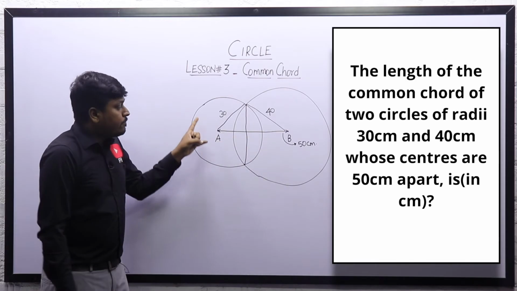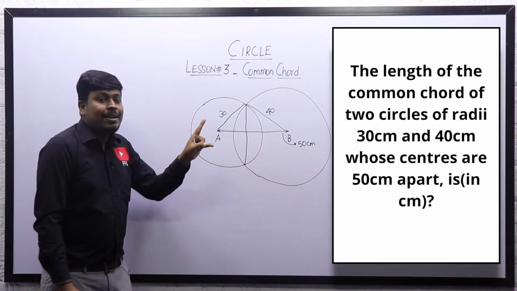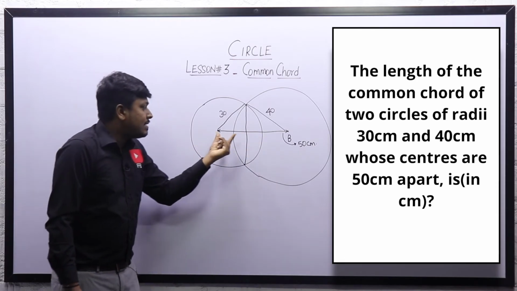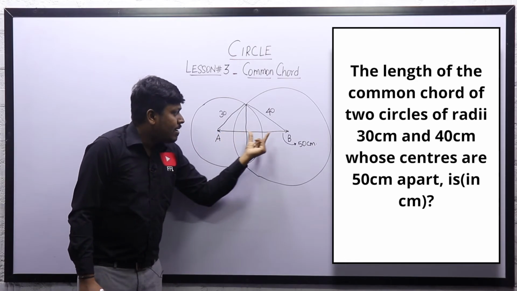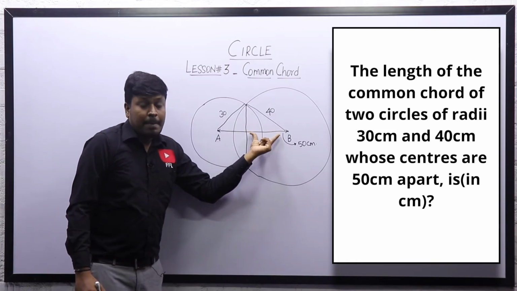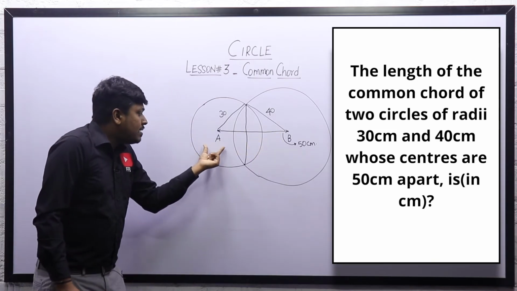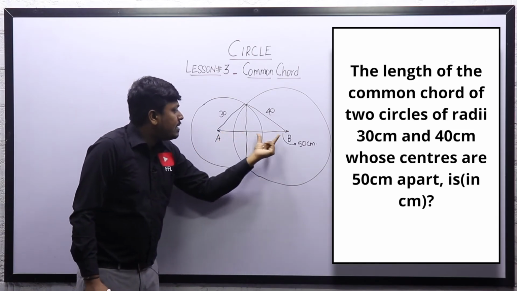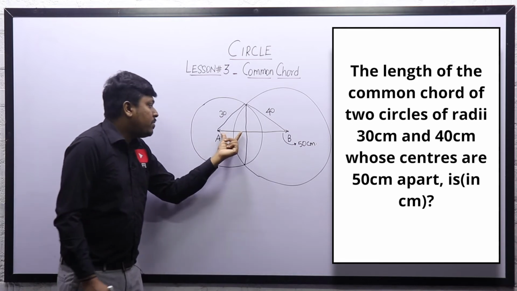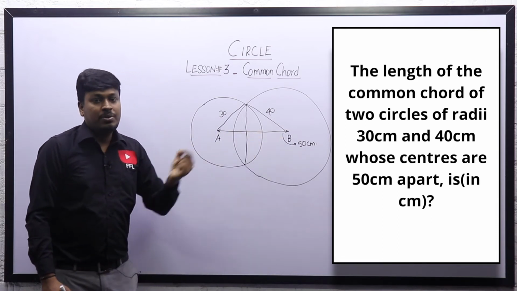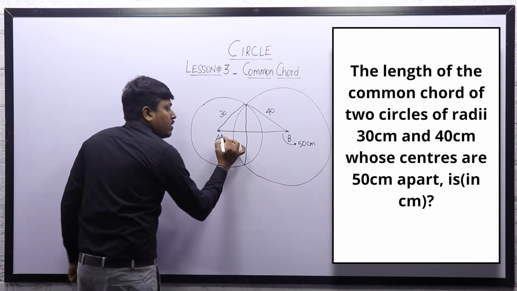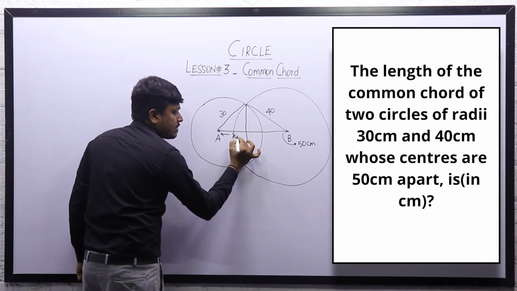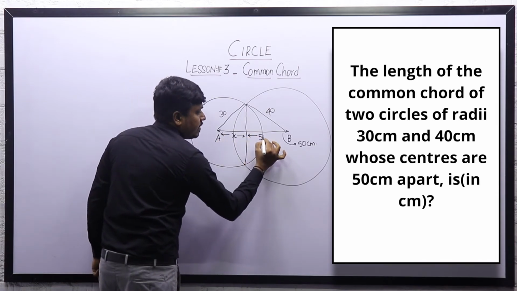Just listen here. In case both the circles are of equal radius, then we can say this distance will be 25 centimeter and this distance will be 25 centimeter. But here, according to the question, both circle radii are different. So we can't say this will be 25 and this will be 25. That is wrong. It can be 20 and it can be 30, but we can't judge that. So what I can do is, if the total distance is 50 centimeter, then this distance is x, and this distance should be taken as 50 minus x.